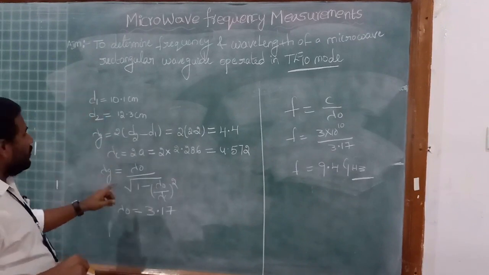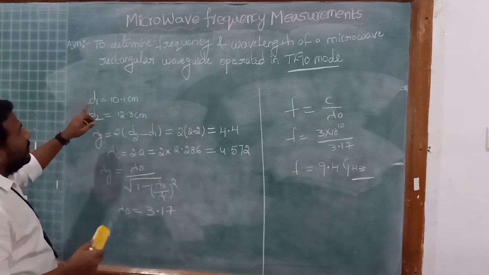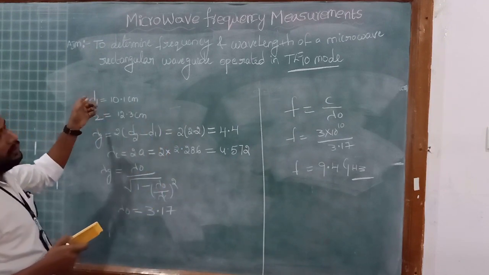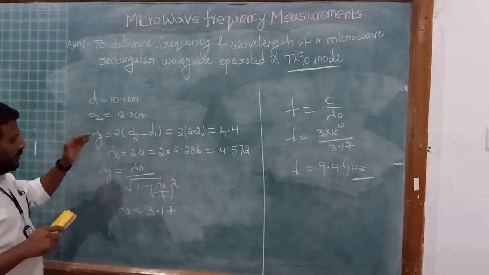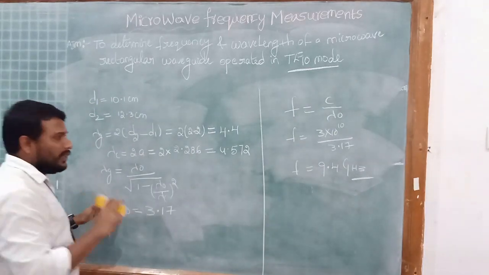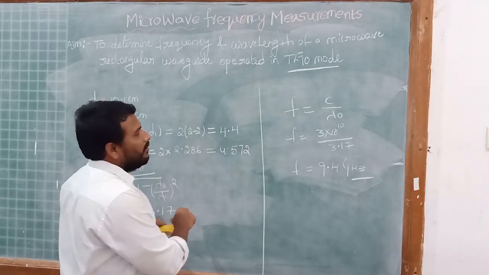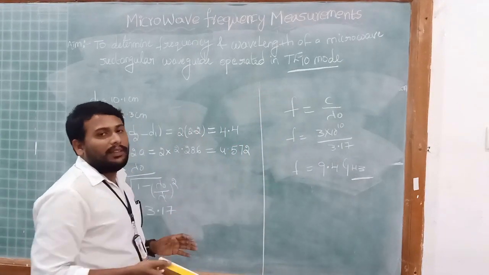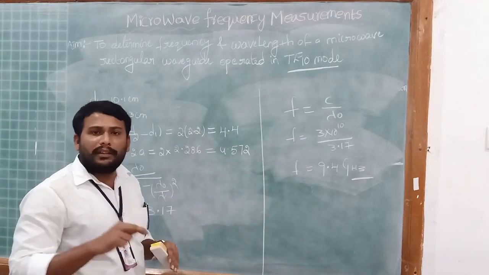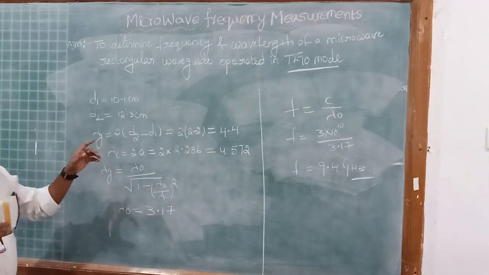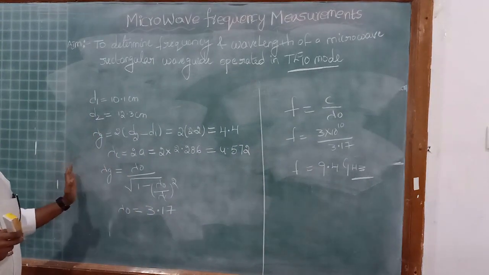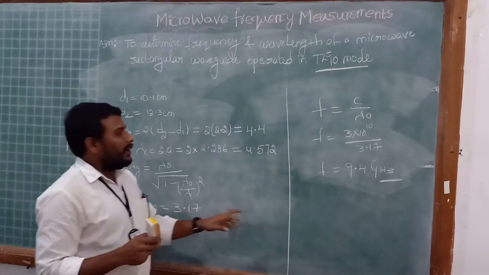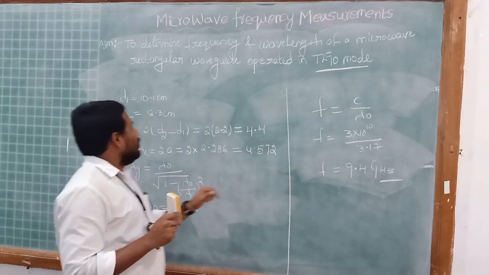Yes, we can find the frequency in the reverse order. Previously we found the frequency directly, and from the frequency we calculated lambda, the wavelength of the signal. But here in reverse order, initially you have to find the wavelength. By knowing the wavelength, we'll see now how to find the frequency.